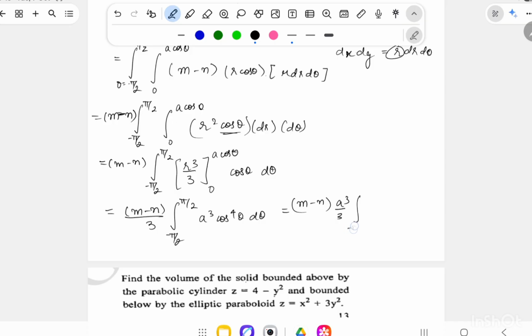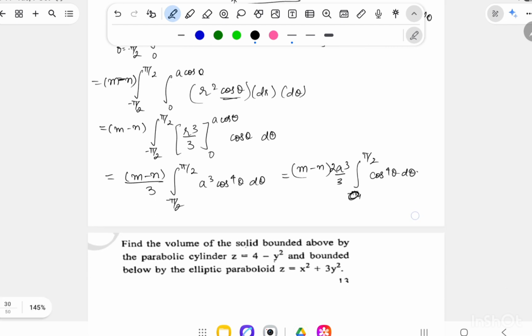The limits are from minus pi by 2 to pi by 2. I can write it as 0 to pi by 2 times 2, a cube and cos 4 theta d theta, because this cos theta raised to 4 is an even function, and we have a resulting definite integral that says the integral from minus a to a of f(x) dx equals 2 times the integral from 0 to a of f(x) dx whenever the function f(x) is even, and it equals 0 when the function f(x) is odd.